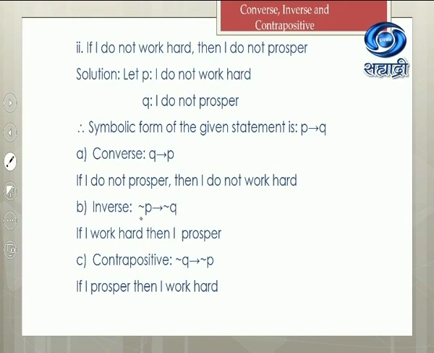Converse is Q implies P, inverse is negation P implies negation Q, and contrapositive is negation Q implies negation P. All three you remember properly, because sometimes all three are asked or any two might be asked, and you have to mention what it is and then give the verbal statement.